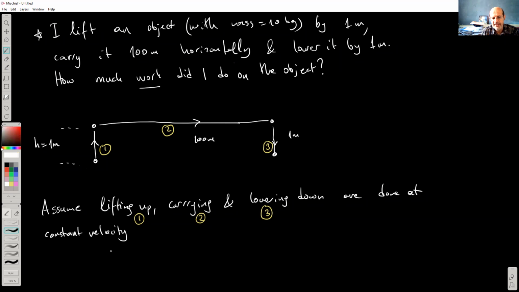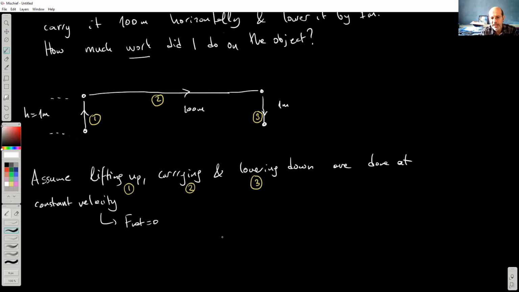Basically, what I mean by this is that the net force is equal to zero, right? Which means that at any point in the free body diagram, the force applied by my hand and the force applied by the gravity, they are equal to zero.